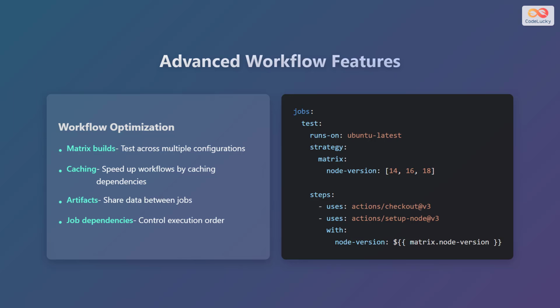jobs. Here's an example of how to use matrix builds in your workflow. We define a matrix with node versions 14, 16, and 18. The workflow will run 3 times, once for each node version.